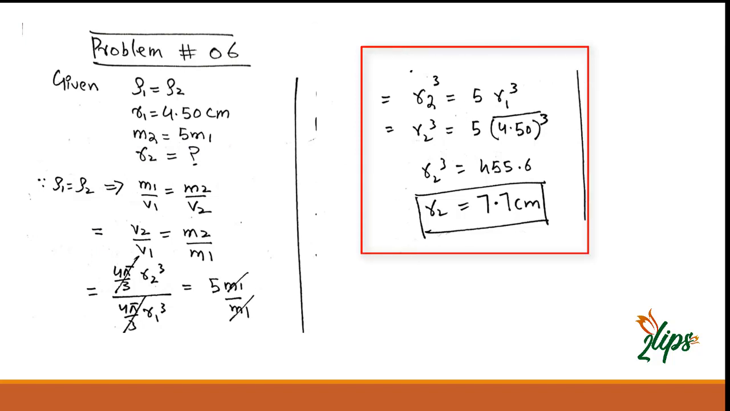Since I know the value of r1, which is 4.50, I can put it here and take its cube. So I will get this answer, which is r2 cube is equal to 455.6. So taking its cube root, I will get r2 is equal to 7.7 centimeter.